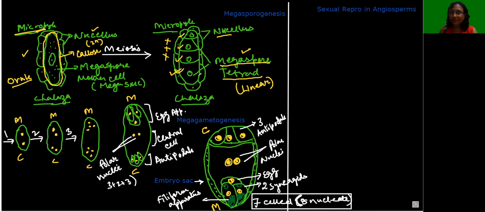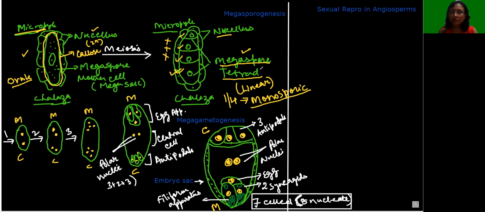If only this one functional megaspore survives, only 1 out of 4, then the further development of the embryo sac or the female gametophyte is called monosporic. The most common which we see is monosporic. So here we will consider that only this one has survived.